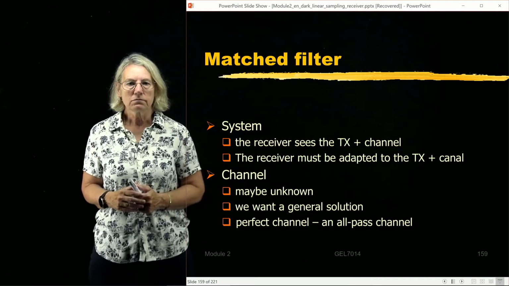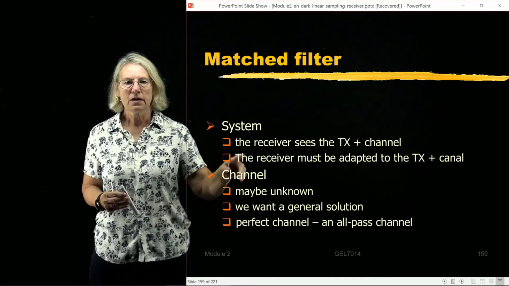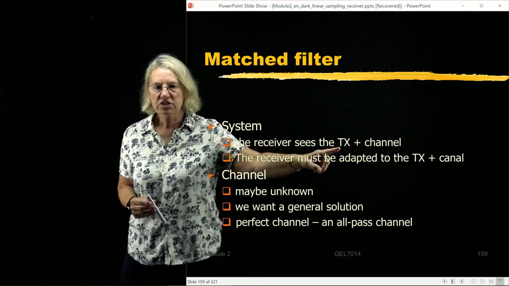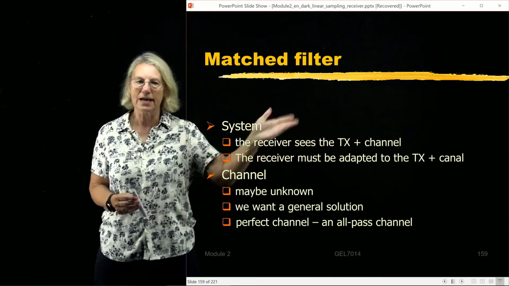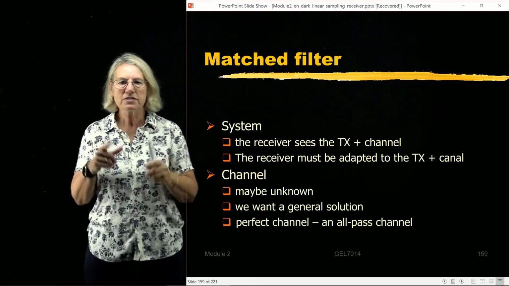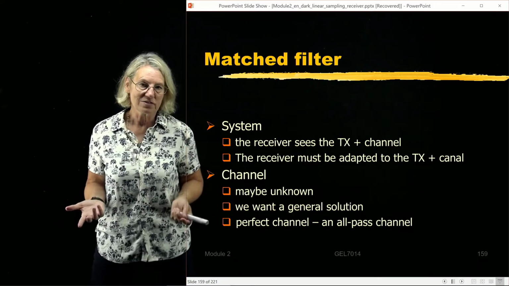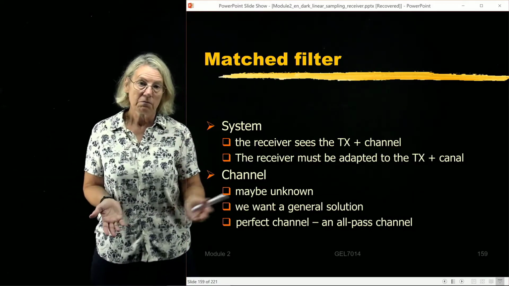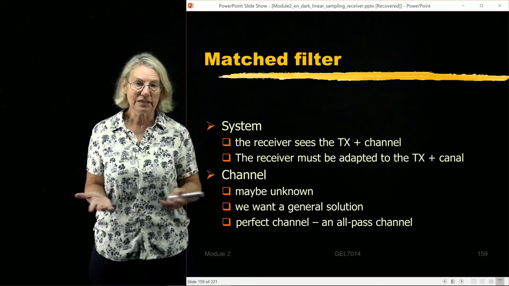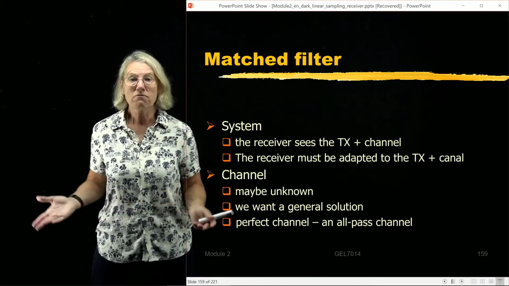So remember, the receiver sees both the channel and the transmitter, so the receiver should really be adapted to the combination. Problem is, with the channel, we might not know what it is. You know, we want to design an arbitrary communication system. Maybe we want a general one, or maybe it's just simply not known. Or maybe it's just a perfect channel.